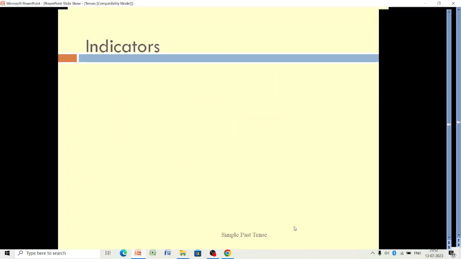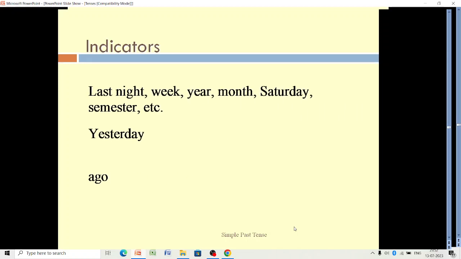And now look at the indicators of past. Last night, last week, last year, last month, last Saturday, last semester, yesterday, ago, once upon a time, long, long ago. These are the indicators we use while we are writing simple past. Yes, already we informed that simple past is used to express the action which completed in the past.